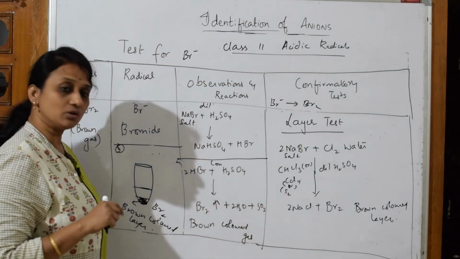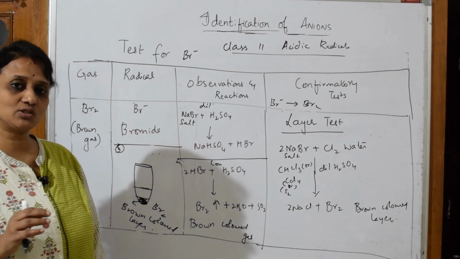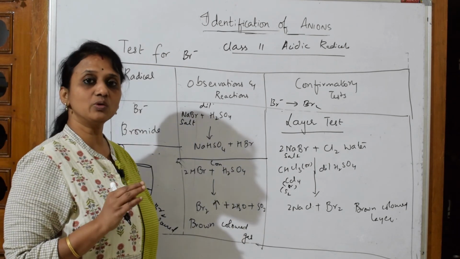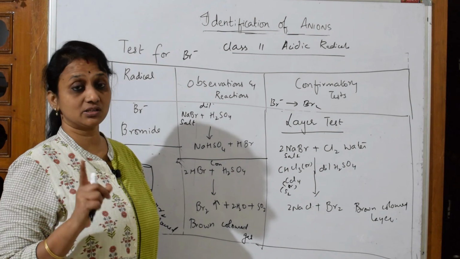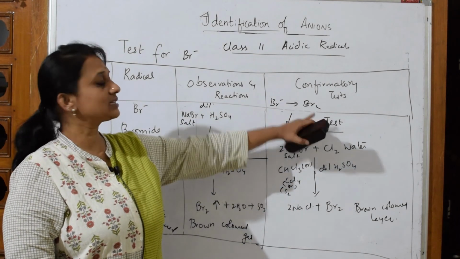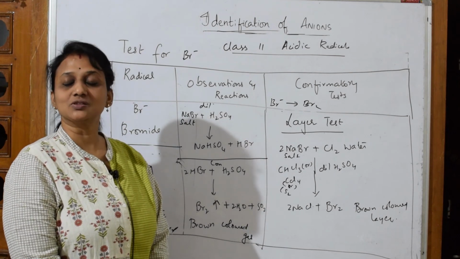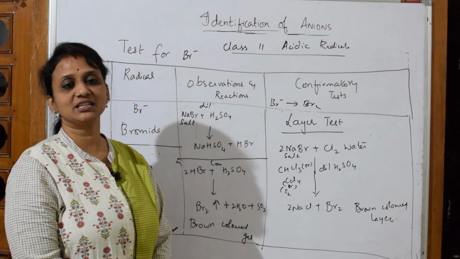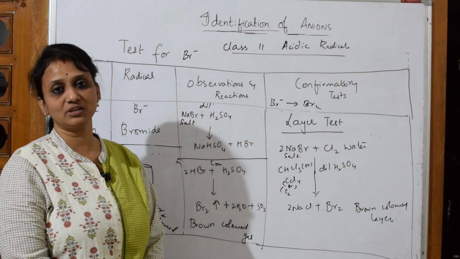We very well know the covalent compounds. As I told you, again I'm repeating, covalent compounds are soluble in which one? They're soluble in organic solvents. So immediately your Br minus gets converted to Br2. So this gives the confirmation that there is presence of bromide anion in the given salt.